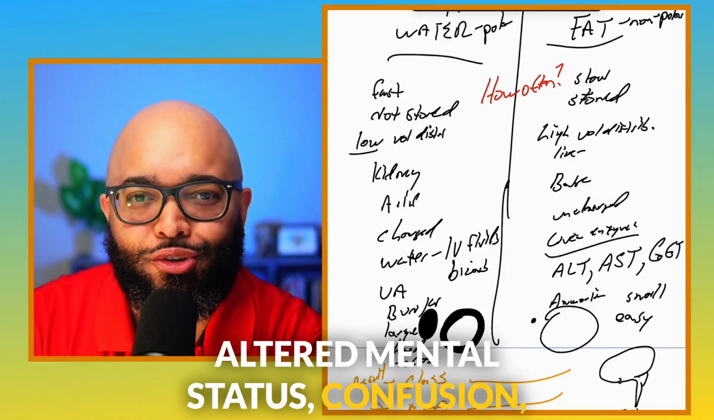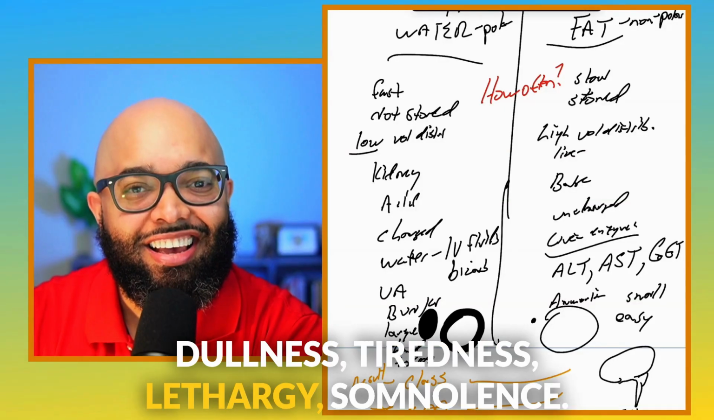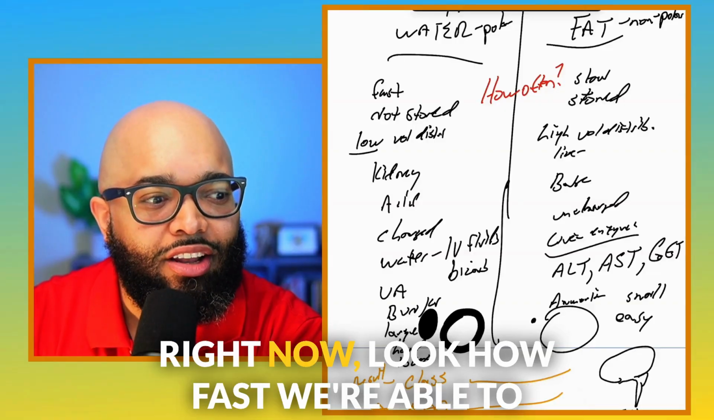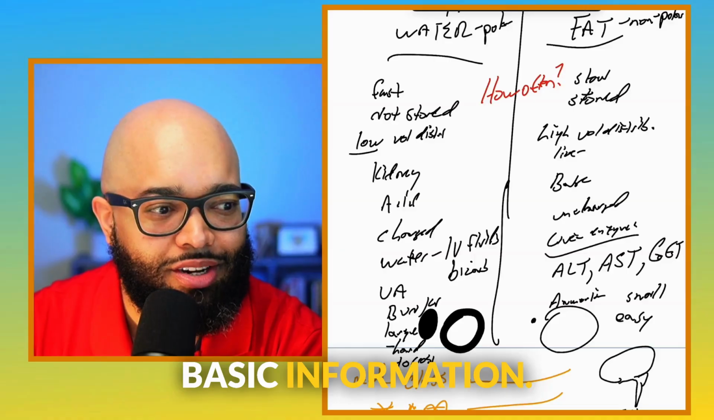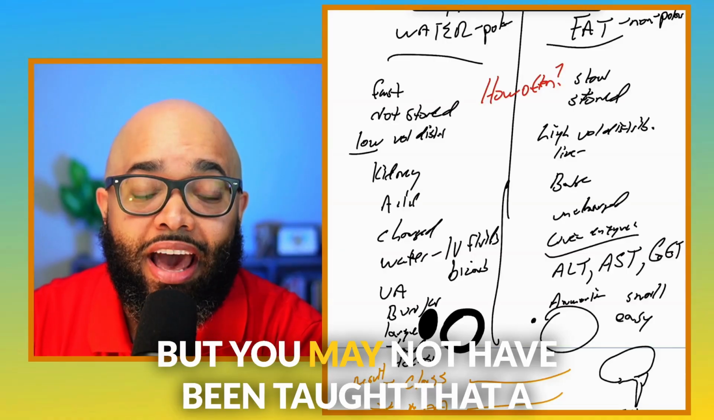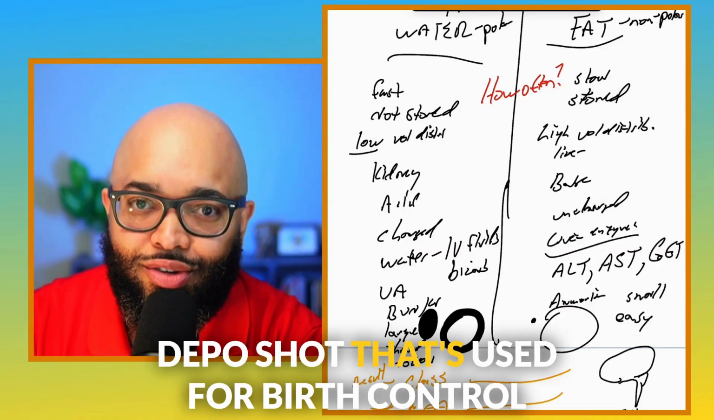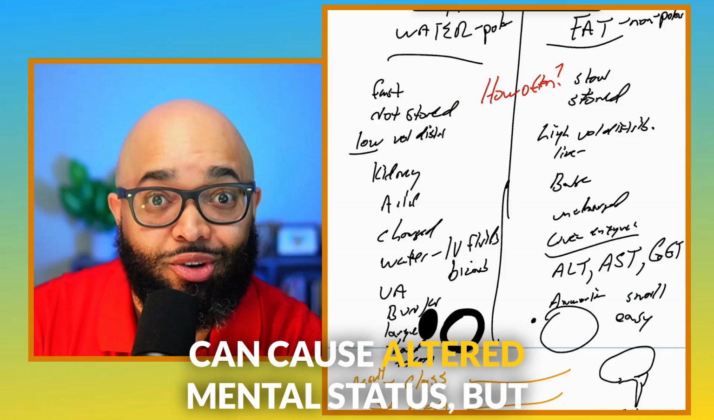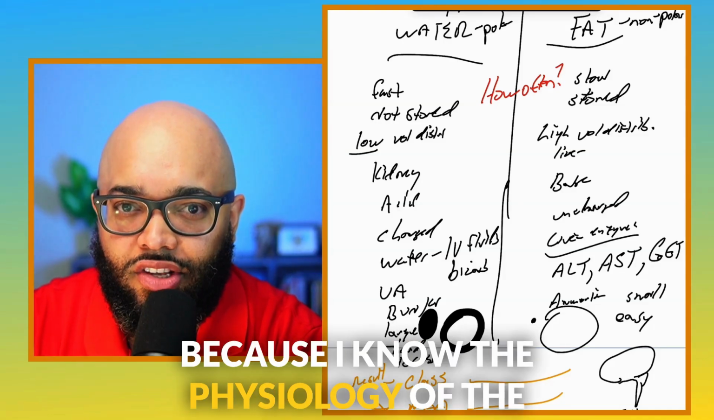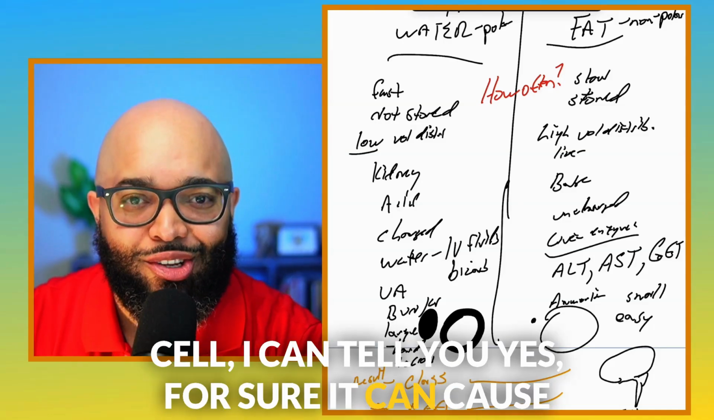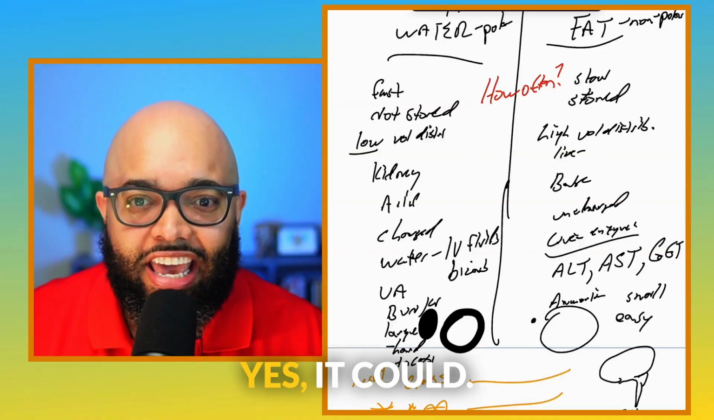Altered mental status, confusion, dullness, tiredness, lethargy, somnolence, right? Now, look how fast we're able to come up with signs and symptoms by knowing basic information. But you may not have been taught that a depot shot that's used for birth control can cause altered mental status. But because I know the physiology of the cell, I can tell you, yes, for sure, it can cause altered mental status.